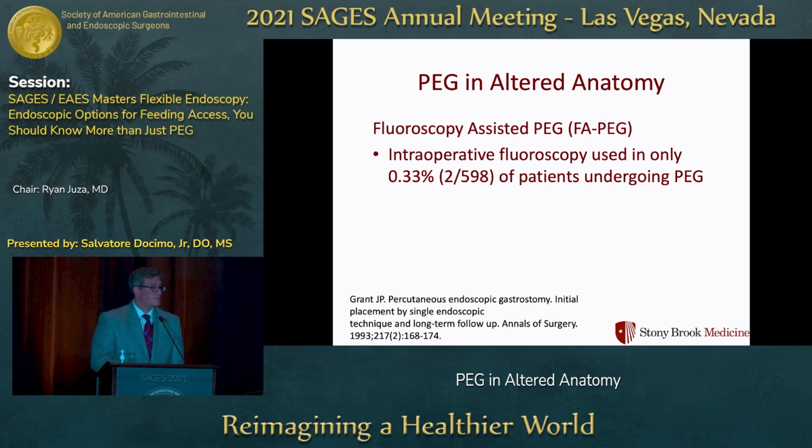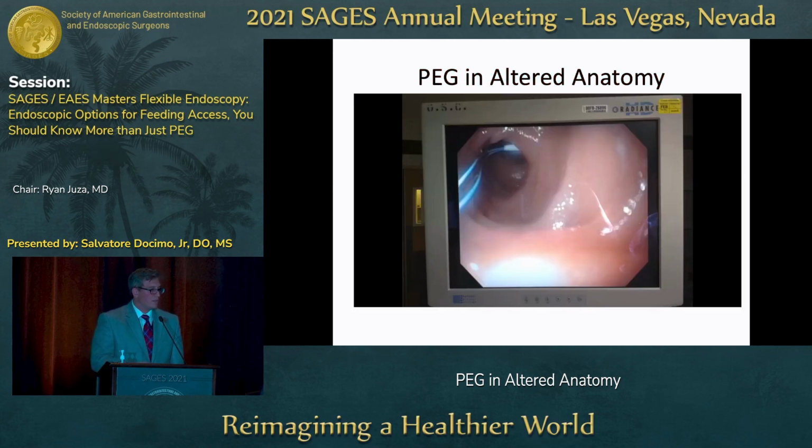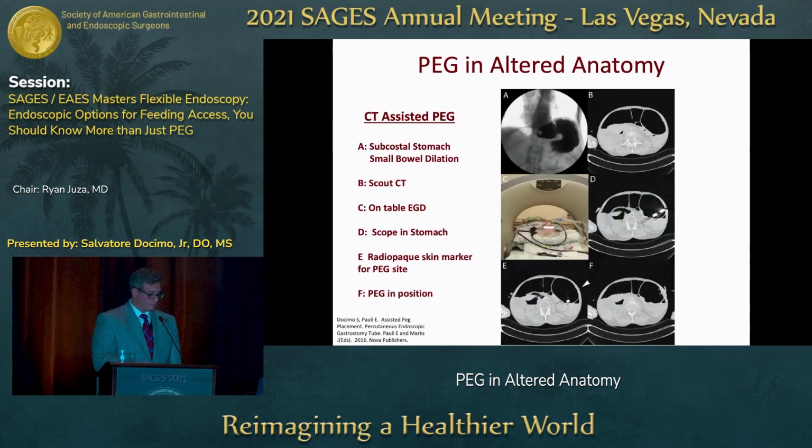If there are situations where you're not really sure if you have a nice safe track, it may be a good option to use. Now, this is one situation that was contributed by Dr. Huza, but this is a PEG and altered anatomy. This is a patient who had a chronic fistula in which he utilized the fistula opening. He scoped through the fistula. He ensured that he was going downstream using radiology.